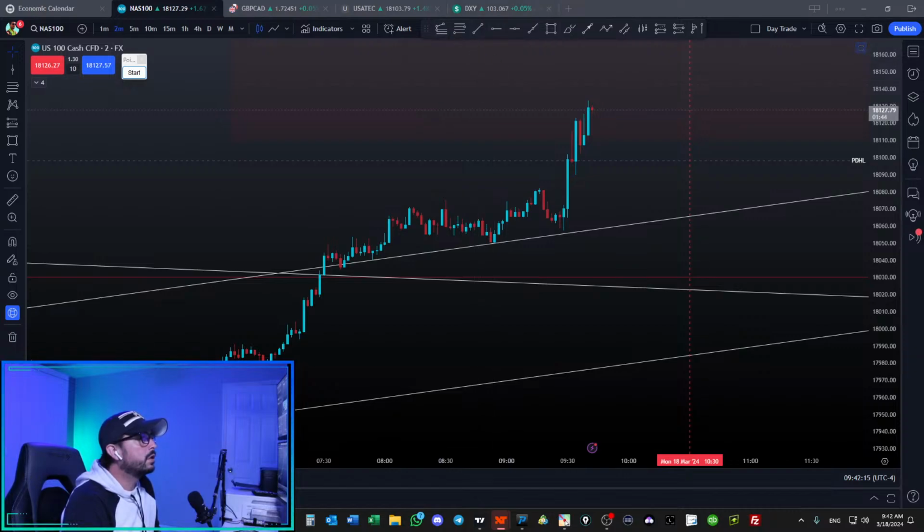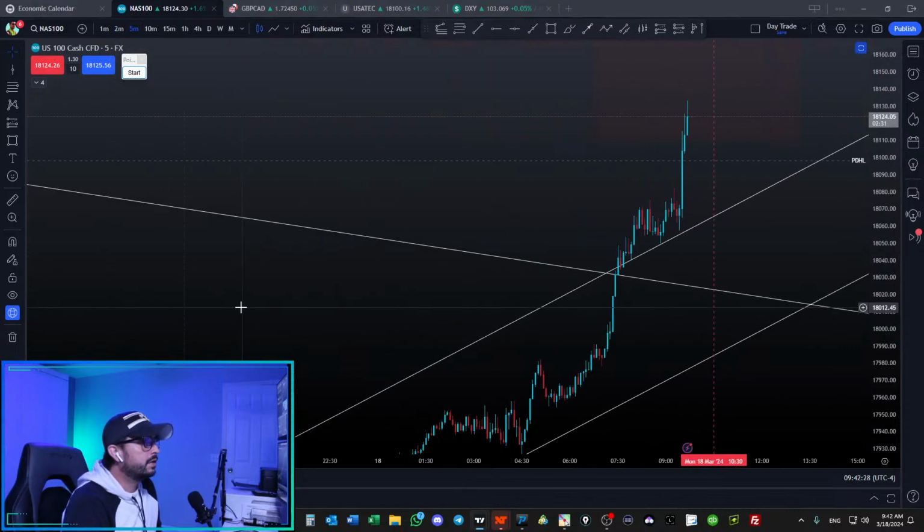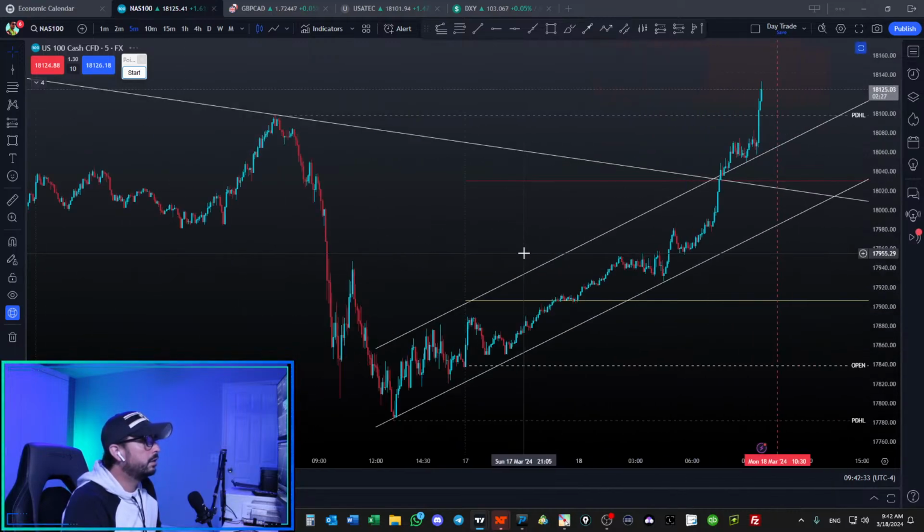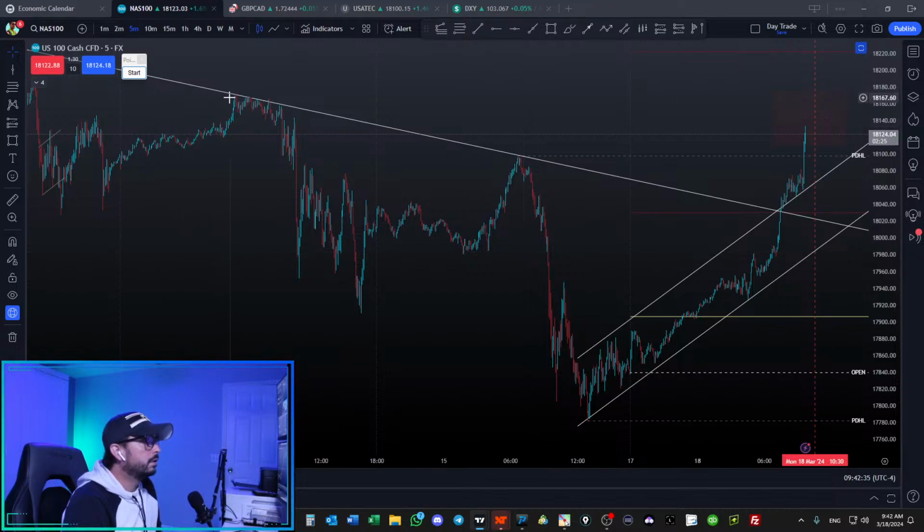If NASDAQ wants to keep going up, we're just going to wait for a pullback and then go forward. Let's look at the 5 minutes, see what we got behind us. So this level.